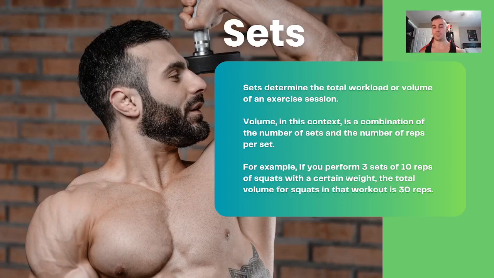A set is just one group of repetitions. So if you're performing 10 reps in each of those sets, then you're getting 30 reps in for that particular workout. That's the volume that you're getting overall. So just know that sets are basically a group of repetitions. Repetitions are how many times you are performing the action in the workout, and then your volume is overall how much you're doing in that workout.